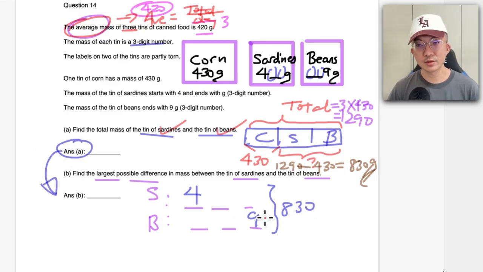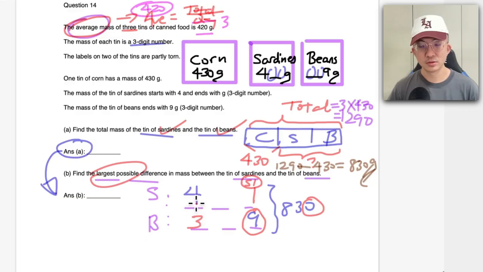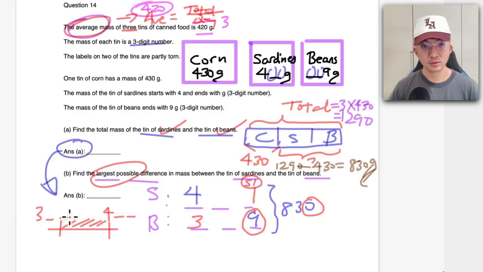So the first step is, this is a 9, right? This is a 0. So this is a 1. So this is step 1. And then, because it's already 4, the other one should be 3 to make it into the largest possible difference. If one is 4 something, the gap must be as wide as possible. So the best is to put 301.